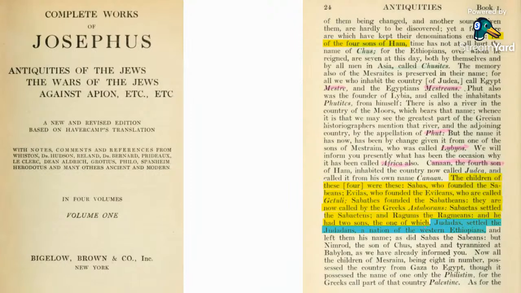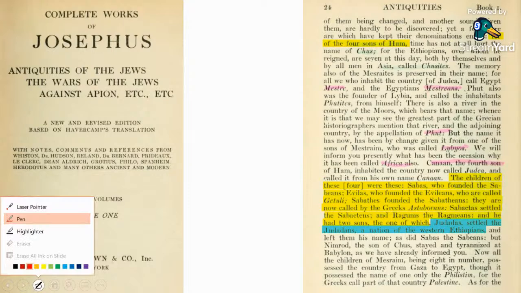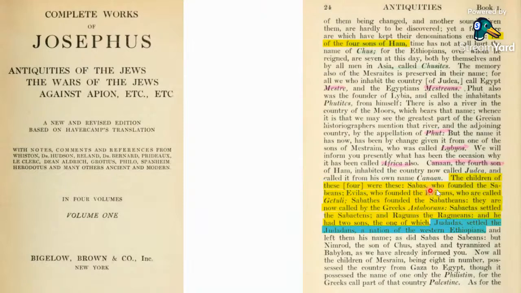Right here, it says that the children of these four, I'm going to bring my highlighter back out so y'all can know where I'm starting. But it says the children of these four were these: the Sabas, who founded the Sabians; Evilas, who founded the Evilaeans, who are called Getuli; Sabathas founded the Sabathenes. They are now called by the Greeks Astaborians. Sabactas settled the Sabactans, and Ragmus the Ragmaeans. And he had two sons, the one of which, Judadas, settled the Judadians, a nation of Western Ethiopians.